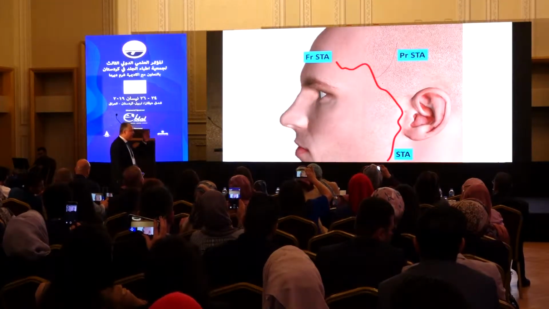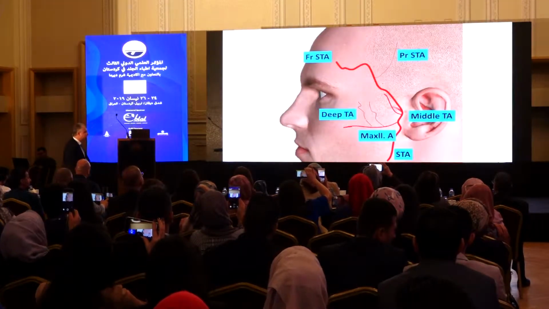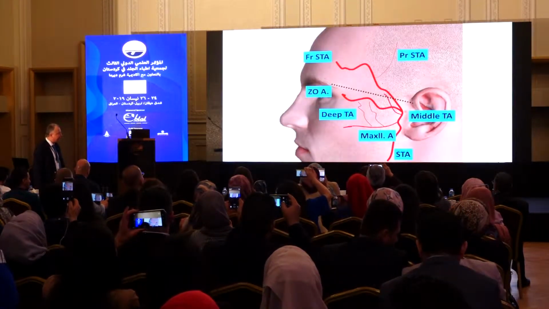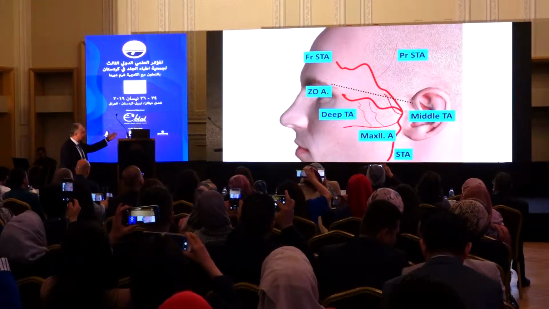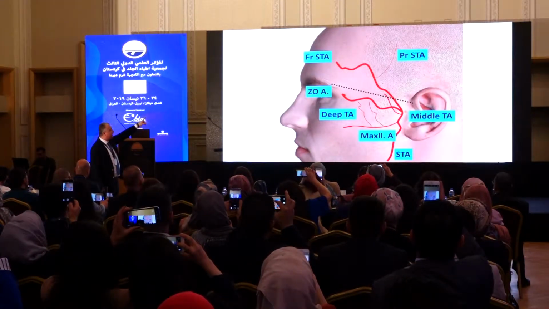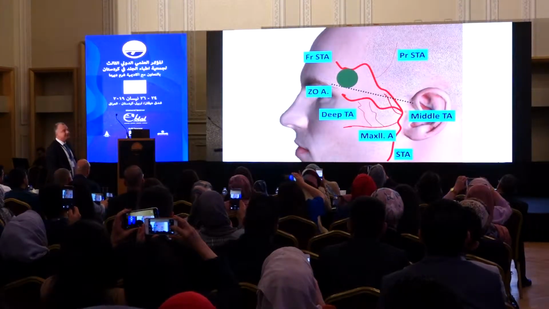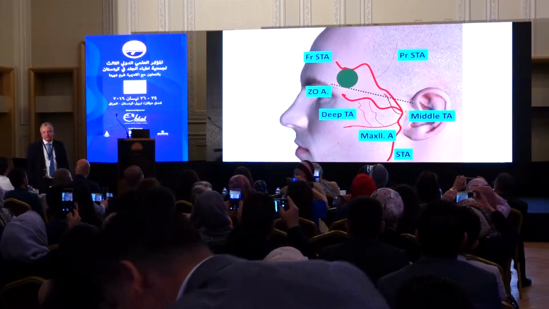So these are the superficial temporal artery with its branches. And we know now that just below we have the middle temporal, deep temporal, and the zygomatic-orbital artery. In the upper level, we have the frontal branch of the superficial temporal artery. So this is the safe area of injection.